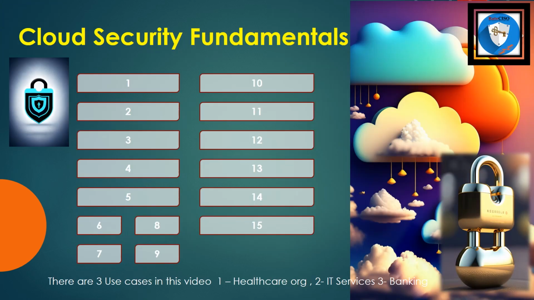1. Data encryption. Encrypt data both in transit and at rest. In transit, use protocols like HTTPS and VPNs. At rest, data should be encrypted using encryption keys controlled by the user.